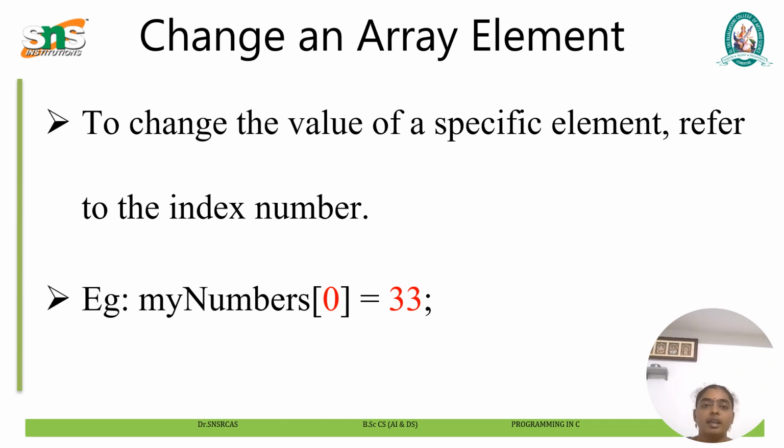Change an array element. To change the value of a specific element in an array variable, use the index number. For example, my_numbers[0] = 33. We already initialized the value at index 0, and now we change the first element to 33.